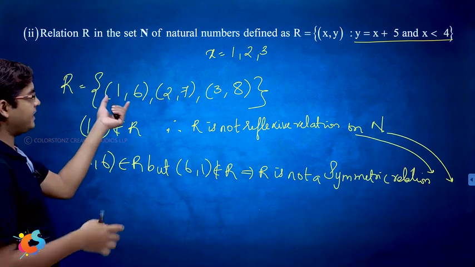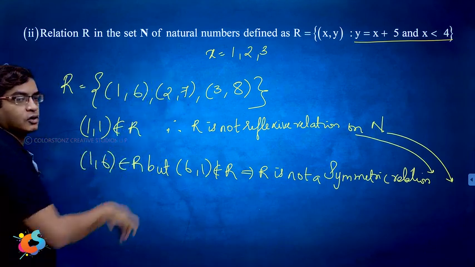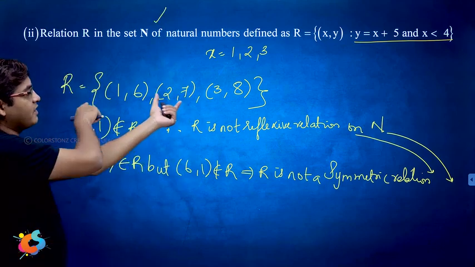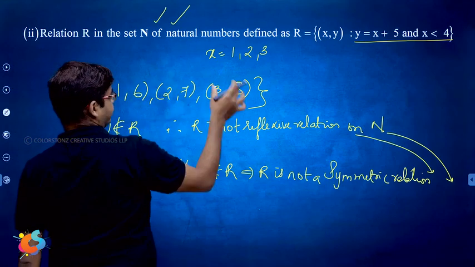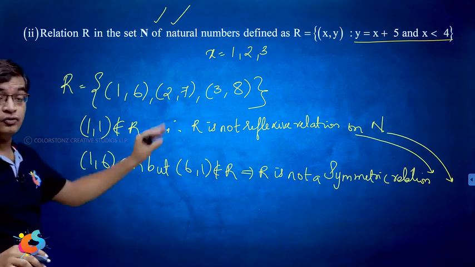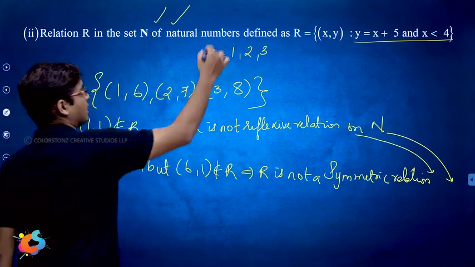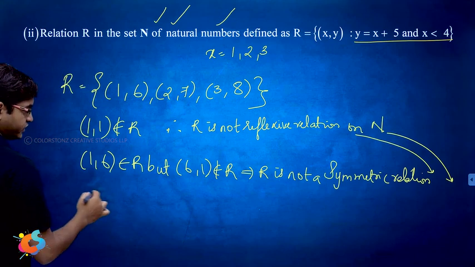Next, go ordered pair by ordered pair. Is there any ordered pair starting with 6? No. So tick mark on 1, 6. Okay. Next, is there any ordered pair starting with 7? No. So therefore, no checking is needed for 2, 7 also. No checking is needed for 3, 8 also. So therefore, this will be a transitive relation because you got tick marks on all of the ordered pairs. So that's all. So that is what you need to write.